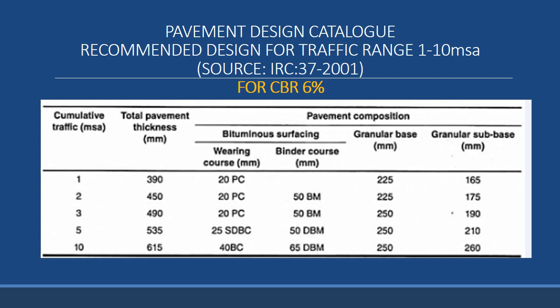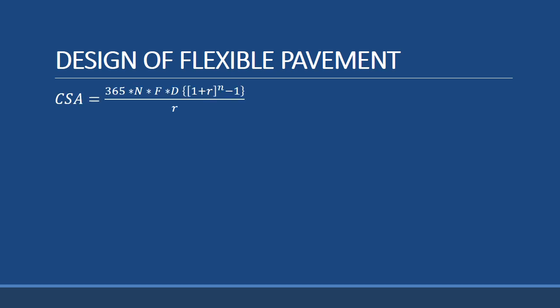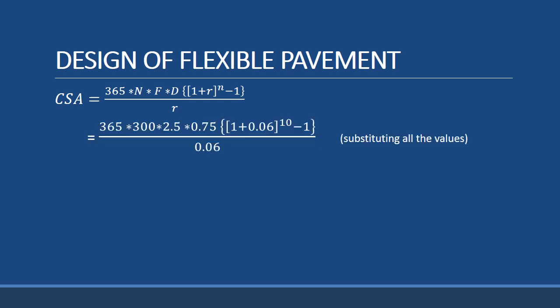Now let's see how to use this by actually designing a pavement from the data that we have been given. In the design of flexible pavement, the first process that we are going to do is find out the design traffic, that is your CSA value in terms of cumulative standard axles. Now let's substitute the values of capital N, F, D, small r and n in this particular equation, and we will get something like this.